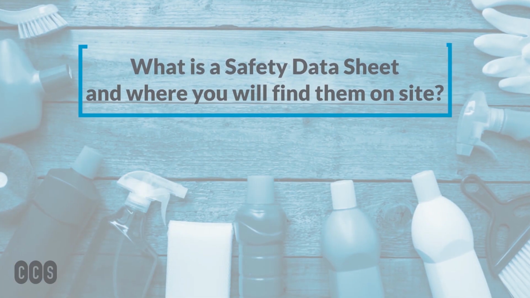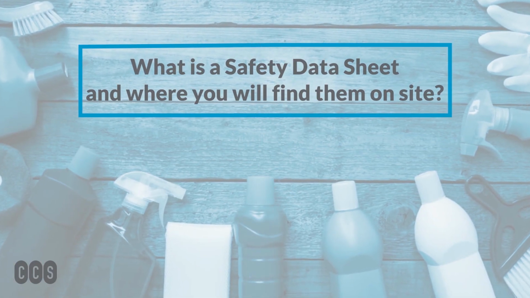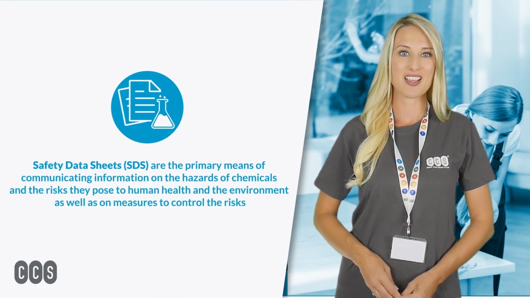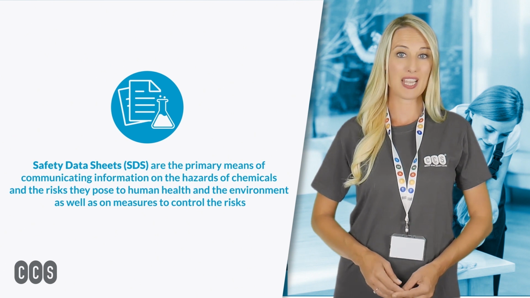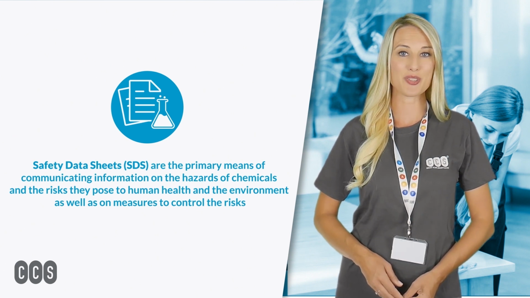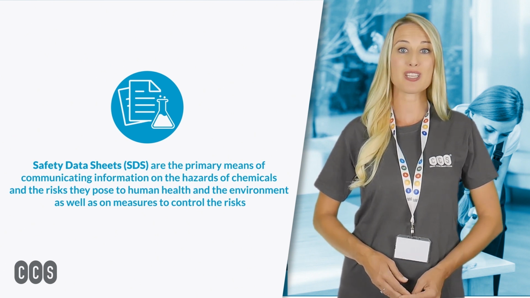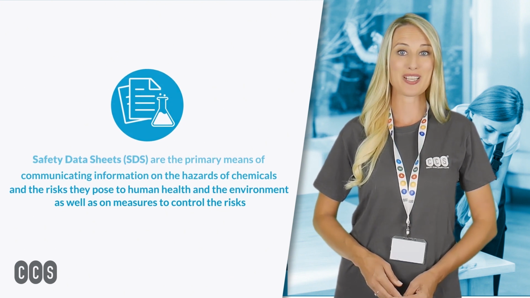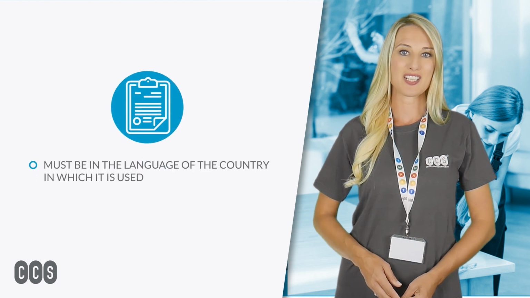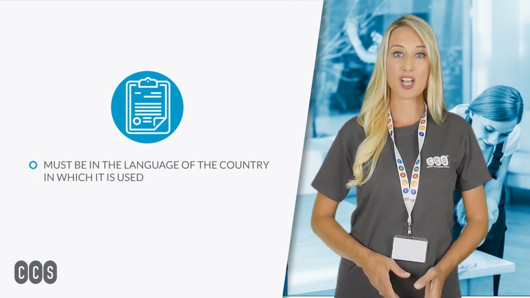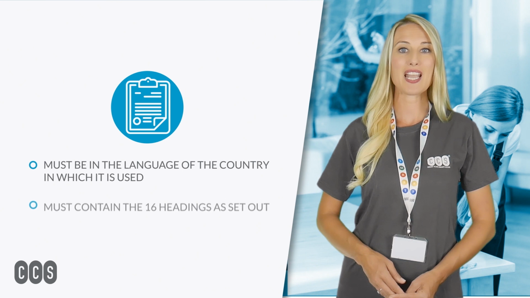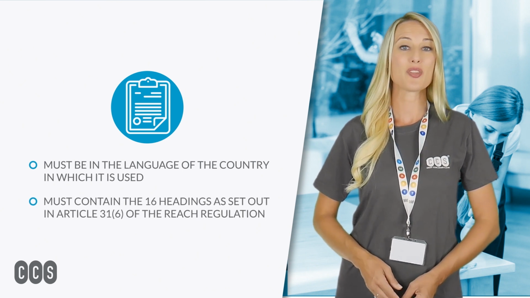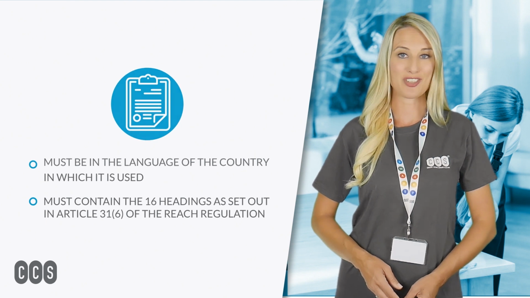What is a safety data sheet and where will you find them on site? Safety data sheets, SDS, are the primary means of communicating information on the hazards of chemicals and the risks they pose to human health and the environment, as well as on measures to control the risks. All safety data sheets must be in the language of the country in which it is used and must contain the 16 headings as set out in Article 31(6) of the REACH regulation.